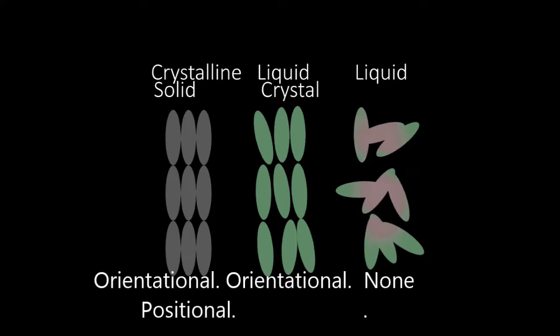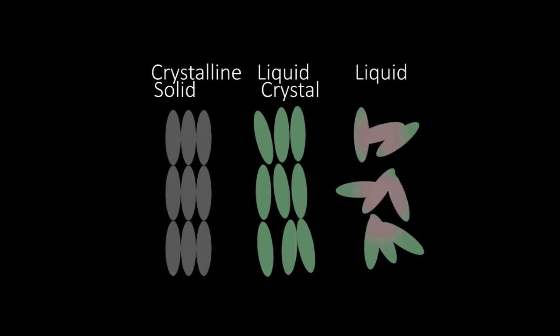Solids have both orientational order and positional order. This means that the molecules point mostly in the same direction and don't move much. Liquids don't have orientational nor positional order, which means that they flow and move much more wildly, and they don't point in any average direction.